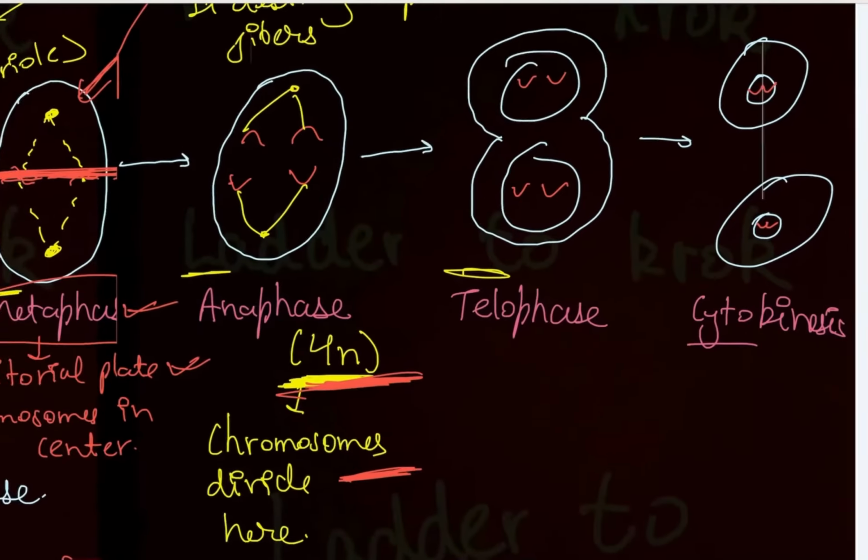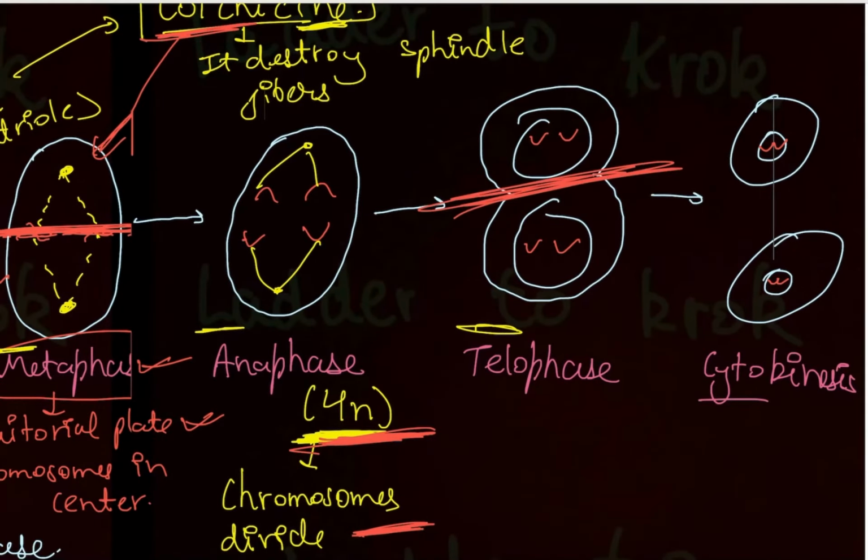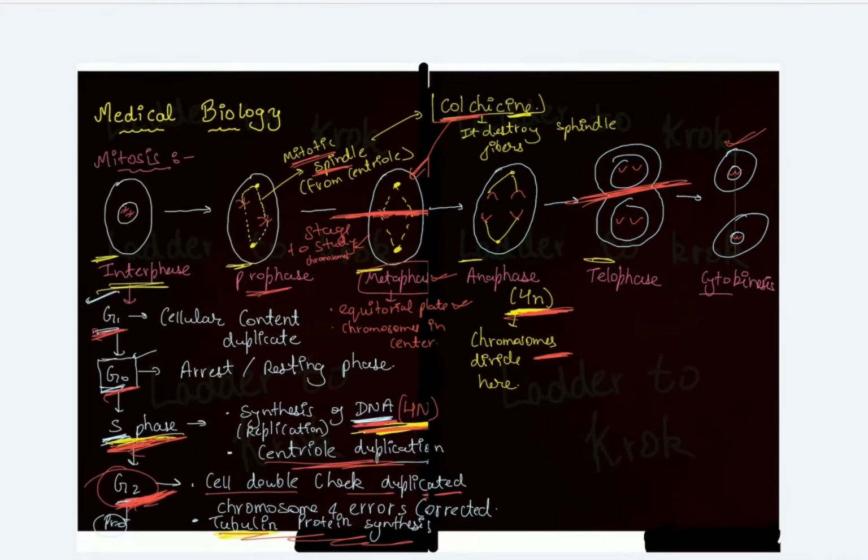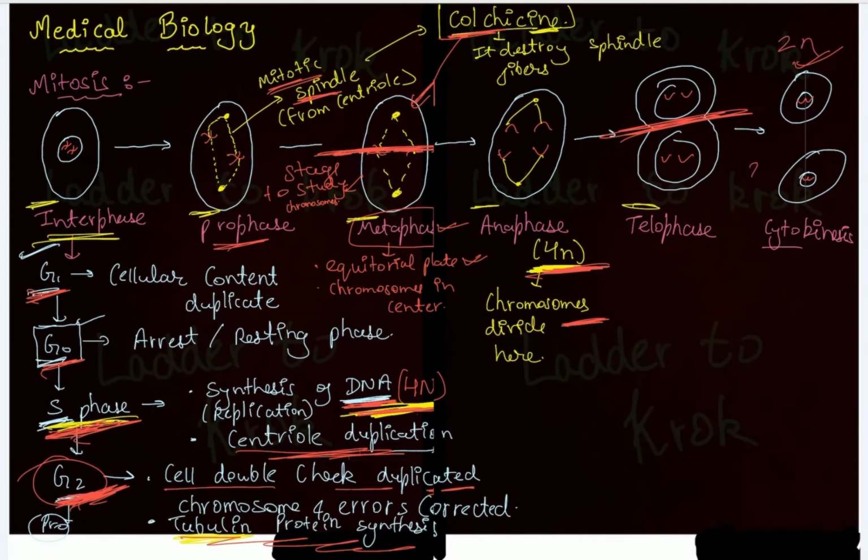In cytokinesis we see the cytoplasm divide properly, and two cells form, of 2n each, while this one was 4n. I hope this thing is clear.